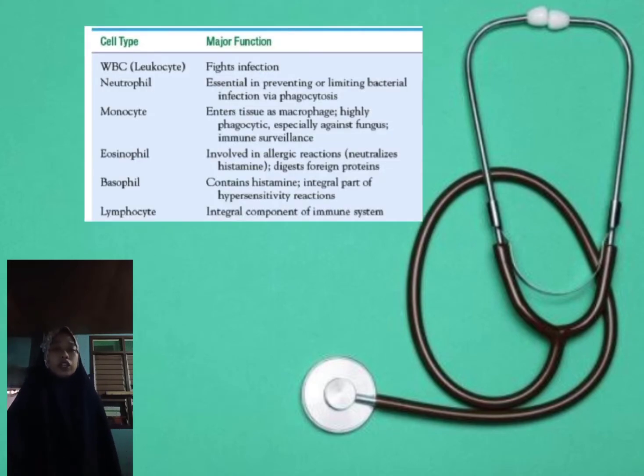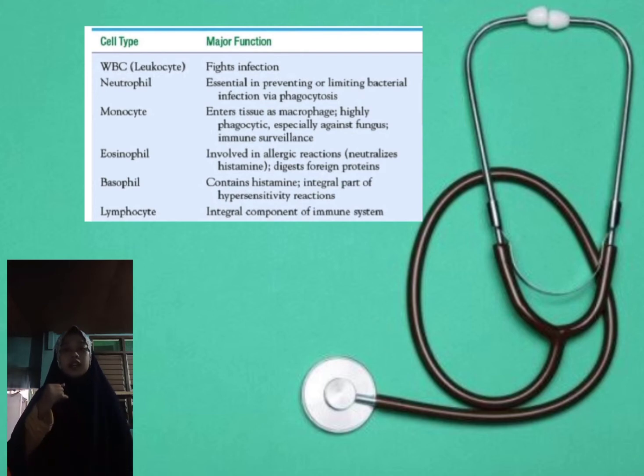The major function of white blood cells, or leukocytes, is to fight infection because white blood cells are part of the body's immune system. They help the body fight infection and other diseases by ingesting foreign materials and cellular debris and by destroying infectious agents and cancer cells.